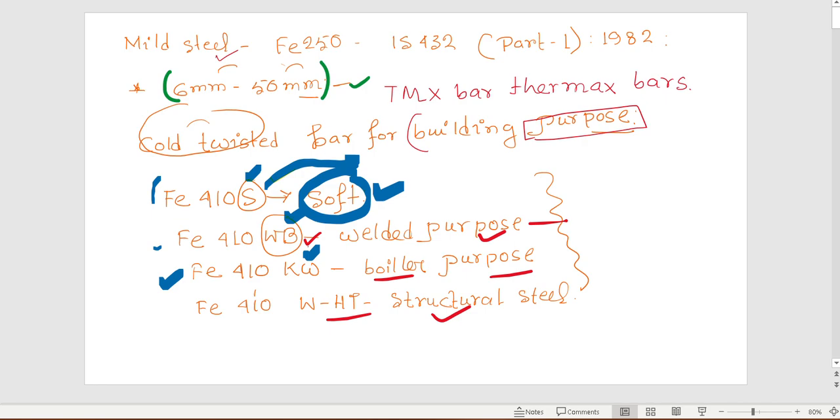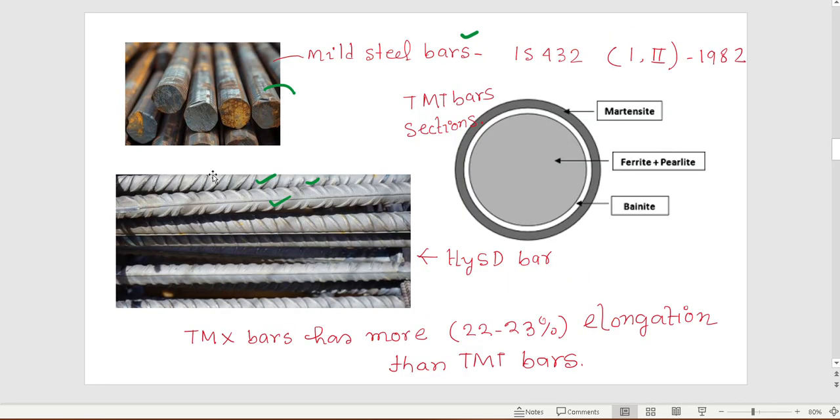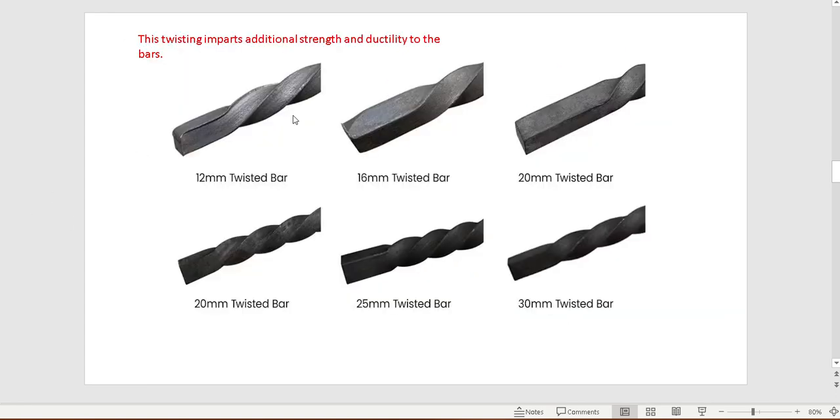Now let us go to the picture of the thermomechanically treated and mild steel bar. These are the mild steel bars I have mentioned earlier, and these are the cold twisted bars, HYSD bars. Why does the twisting happen? Because twisting increases additional strength or ductility of the bars.